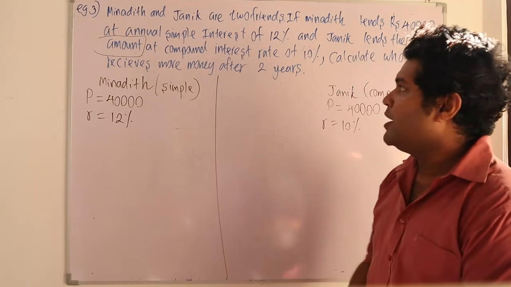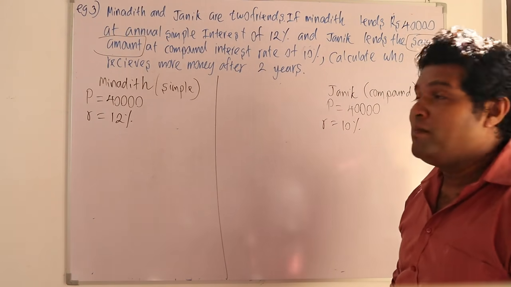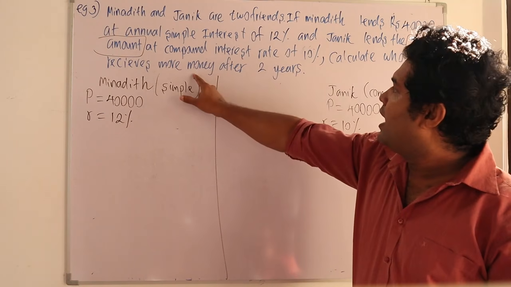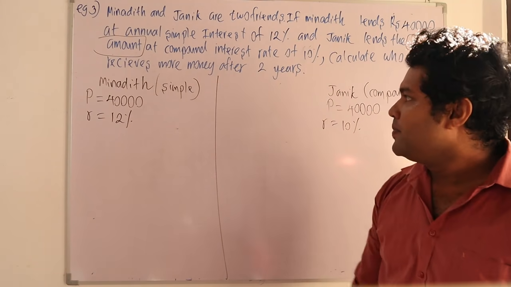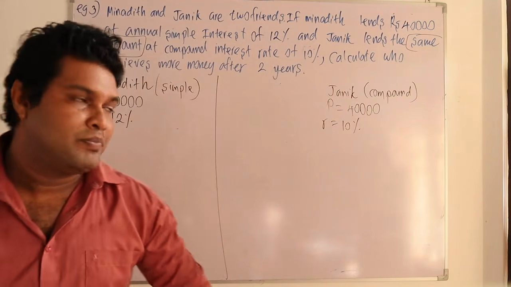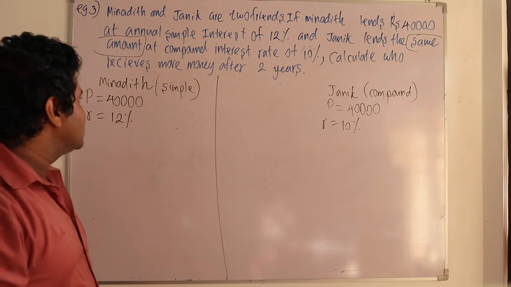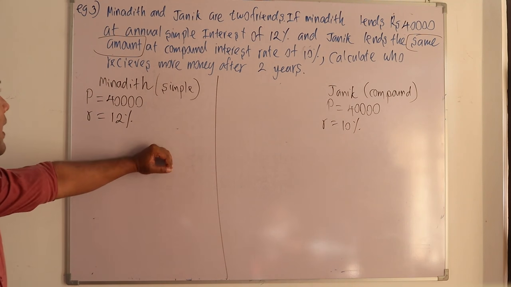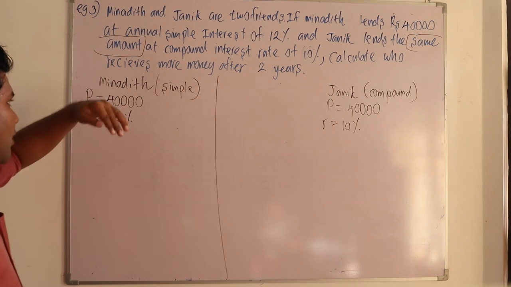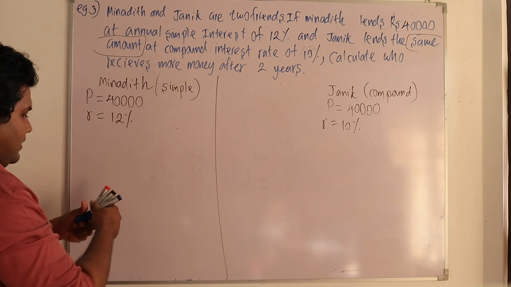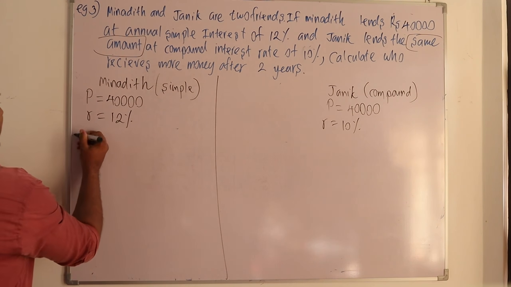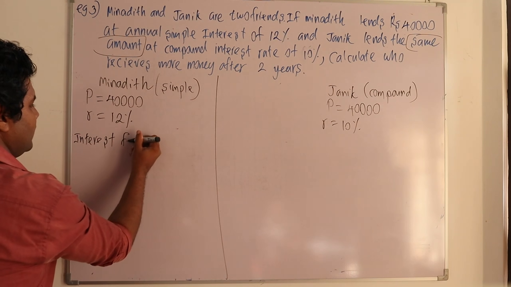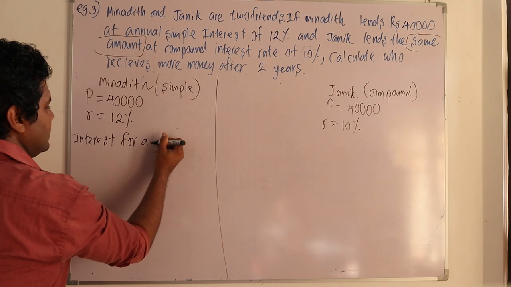Now we have to compare. Before we compare, we have to calculate the amounts after 2 years. Therefore, we have to calculate one by one. We will first simplify the case of Minadit. Minadit is going according to simple interest. He lends the loan according to simple interest. Then how to calculate this after 2 years? We know the interest for a year.